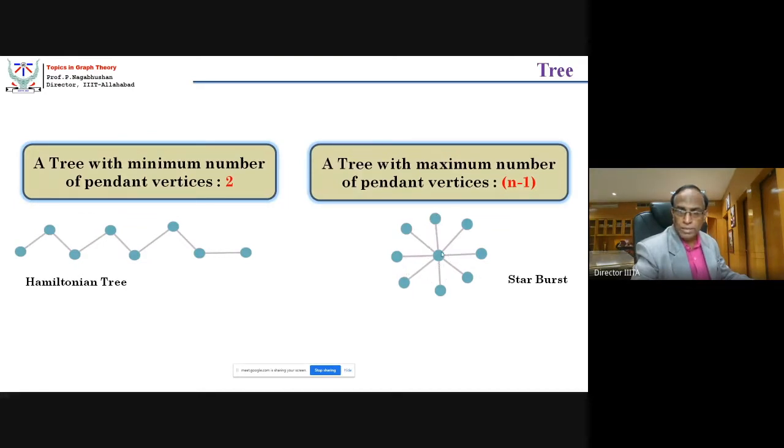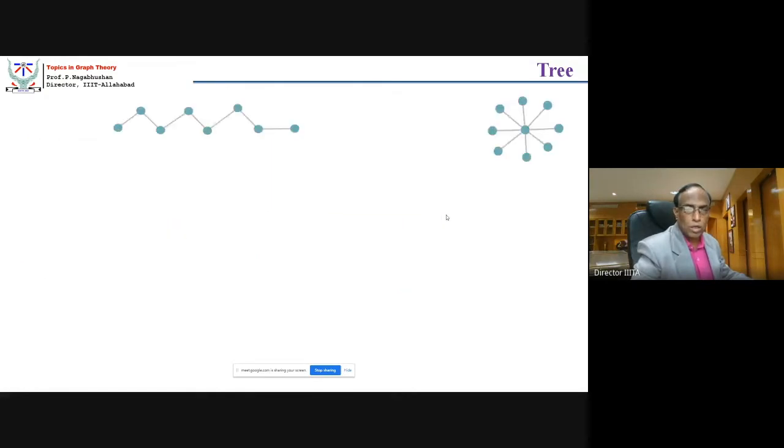Only one vertex is the centrally located vertex, which has the connectivity of all of them. So this is starburst. So starburst is the tree with maximum number of pendant vertices. Hamiltonian tree is the tree with the minimum number of pendant vertices. So let us prove why the minimum number of pendant vertices should be 2, why the maximum number of pendant vertices has got to be n minus 1.